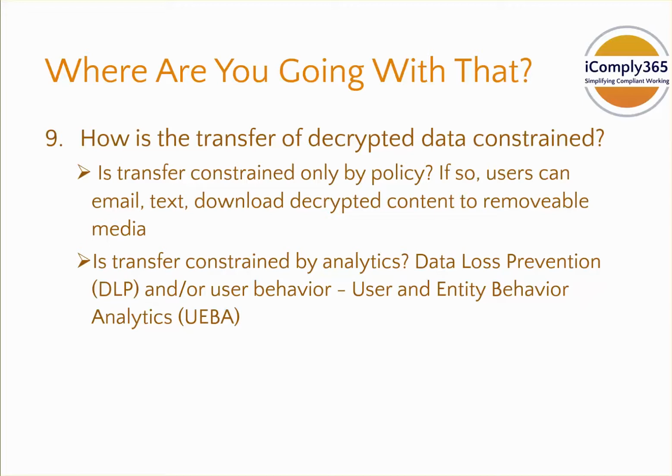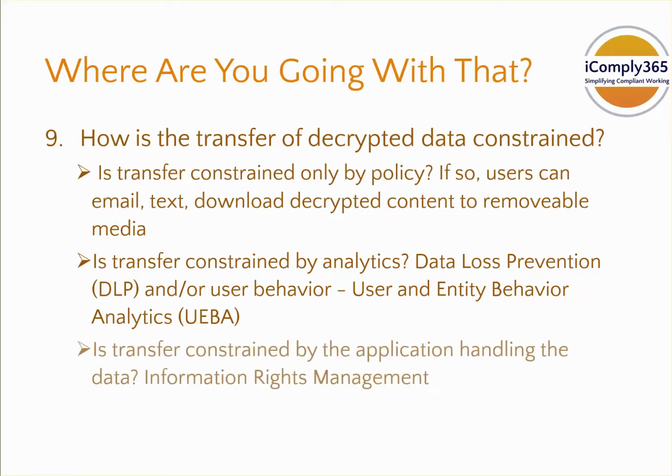And then there's user entity and behavior analytics. UEBA tends to look at human behavior, not at the content. It looks at Bob and Sally, who download an average of 50 files a day, and then all of a sudden they're doing 10,000, right? That tends to raise flags and say, hey, where are you going with that data? So those are good things as well. That's the second level of constraint.